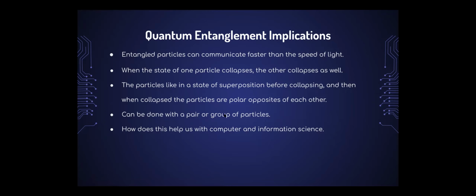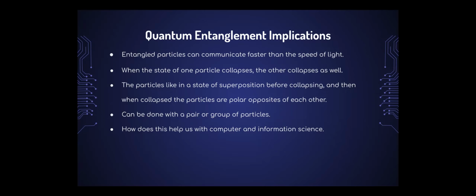Another implication is that the particles, in a state of superposition before collapsing, and when collapsed, are polar opposites of each other. So they're in a superposition of states, and in the video they talked about it. There are actually ways to manipulate it, but you kind of know based on equilibrium that when you measure something, one spin will be clockwise, the other spin will be counterclockwise. North and south poles, usually polar opposites. You can actually manipulate this, but that's something a little bit higher level.